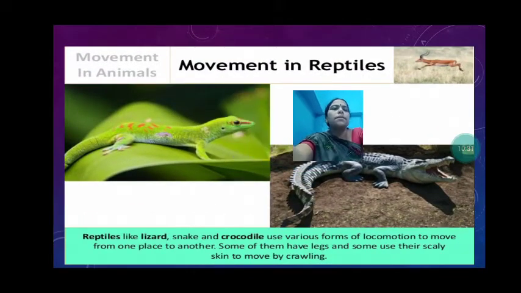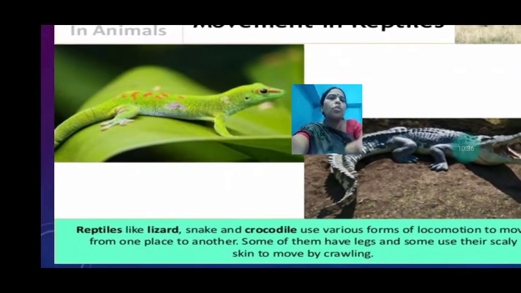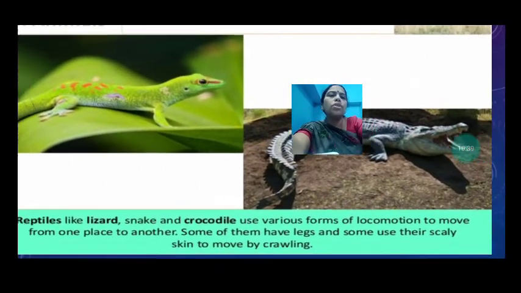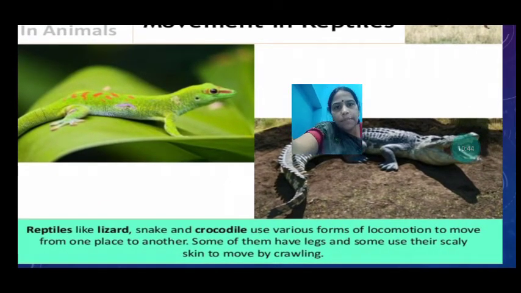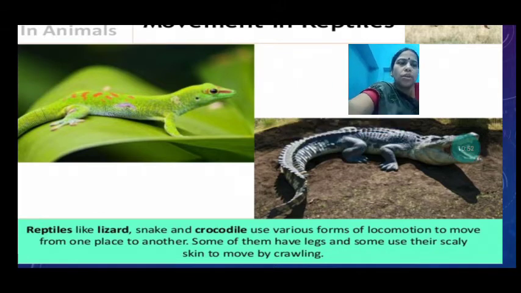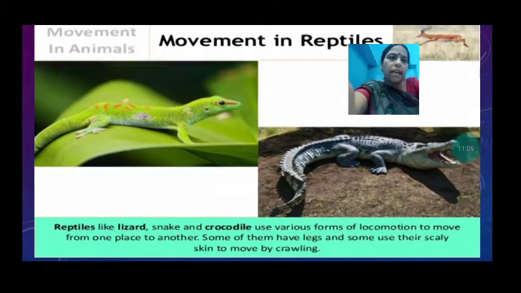Then movement in reptiles. The reptiles like lizard, snake and crocodile use various forms of locomotion to move from one place to another. So you see here that these are the reptiles like lizard, snake, crocodile. They have various forms of locomotion. They can move in different ways from one place to another. Some of them have legs and some have scaly skin so that they can move by crawling. Some have legs like the crocodiles, you can see they have legs.